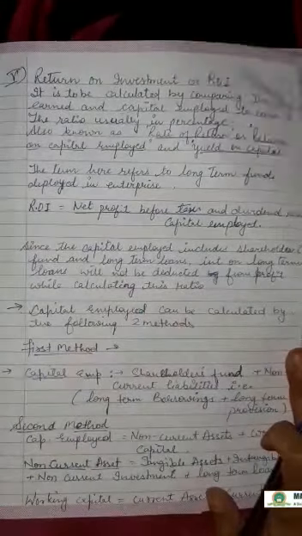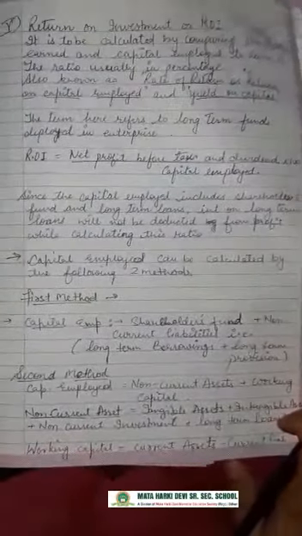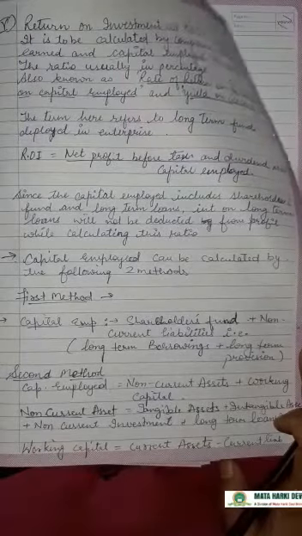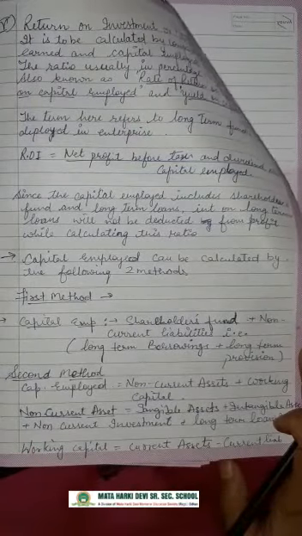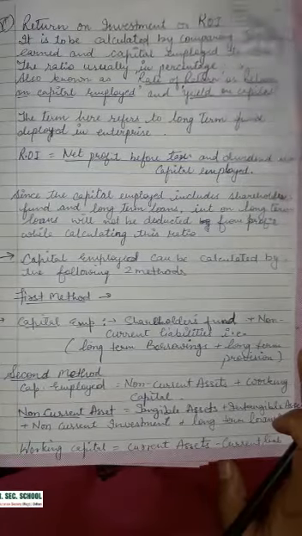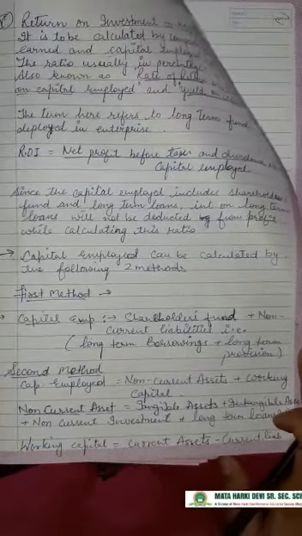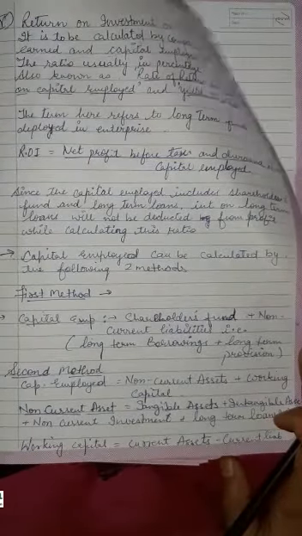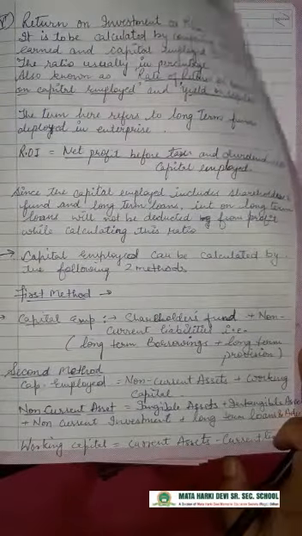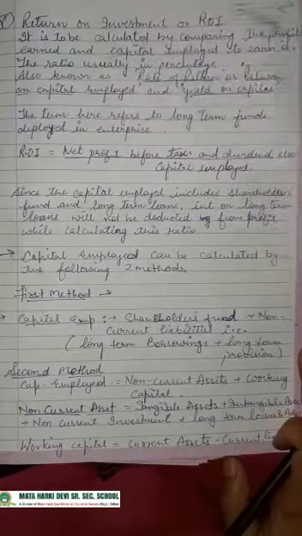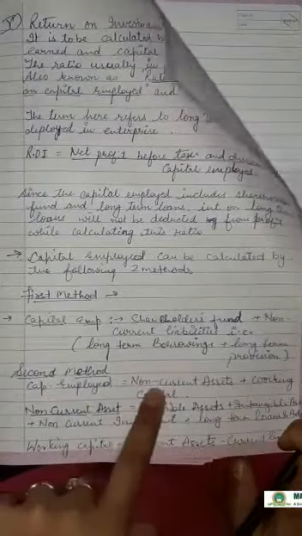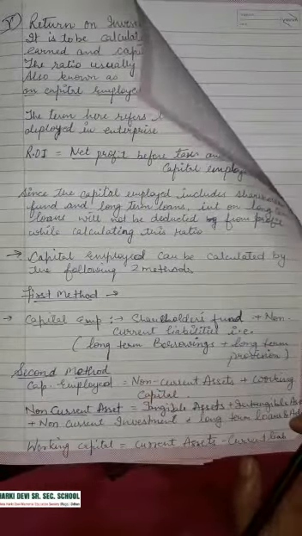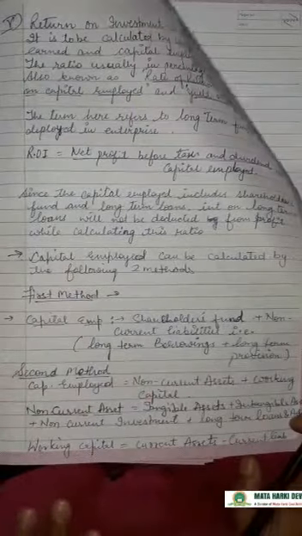These two methods are, first method, the capital employed is shareholder fund plus non-current liabilities, that is long term borrowings and long term provisions. Second method is capital employed is equals to non-current assets plus working capital. And non-current assets we can calculate as tangible assets plus intangible assets plus non-current investment plus long-term loans and advances. And here we need the working capital also, and for calculating the working capital we use the formula current assets minus current liabilities. So this is the theoretical portion of the return on investment or ROI.